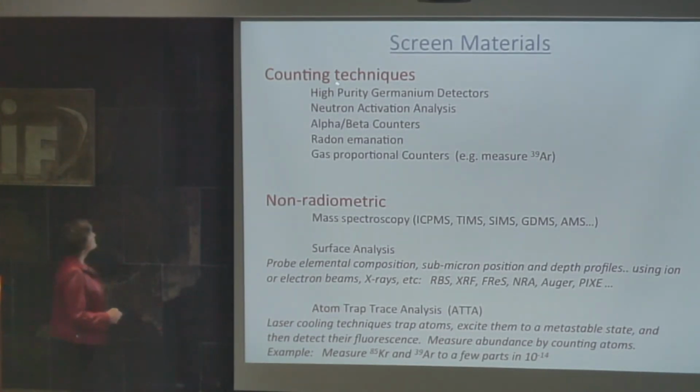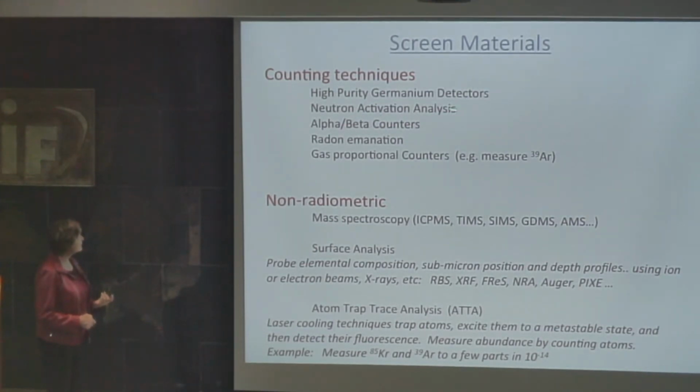But in any case, screening materials is the next thing I wanted to talk about. There are a number of ways that you do this. The workhorse, these high purity germanium detectors, these are all counting techniques. You put a device inside of a machine and you wait for the decays to happen and you count how many decays you have in a certain amount of time. You can imagine that takes a long time if you're looking at very low activity materials.